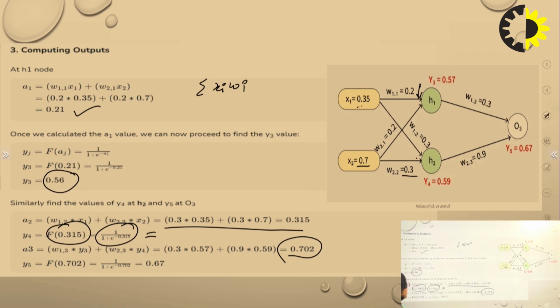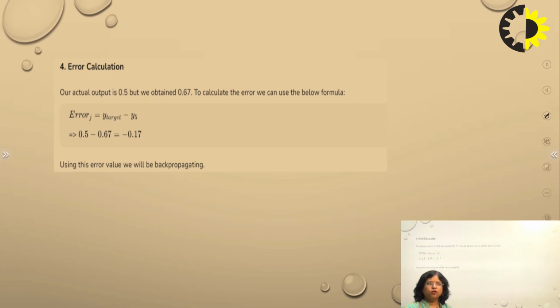And now Y5. These are the weights and these are the input values, so Xi Wi. We can calculate 0.3 into 0.57 plus 0.59 plus 0.9. So we get the value of 0.702, and applying the activation function, we get the value of 0.67. So this is the forward pass. Still we are calculating the values for the forward pass.